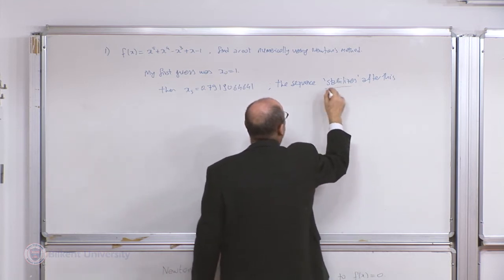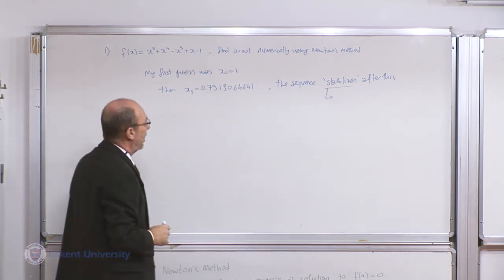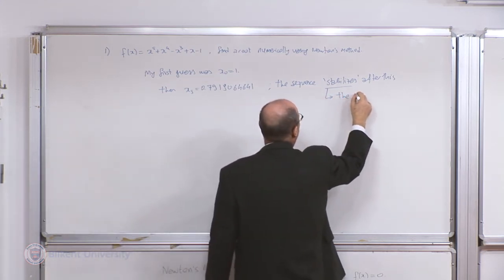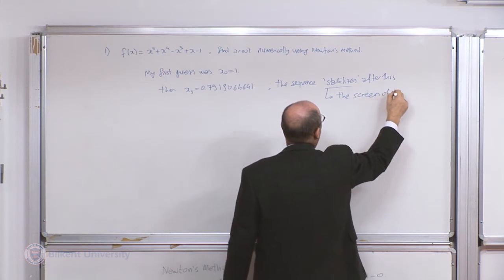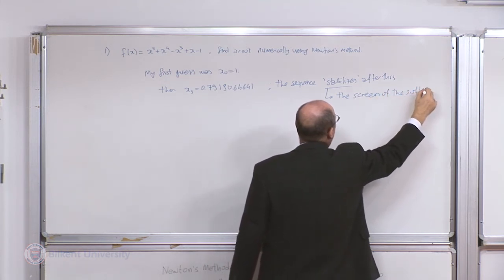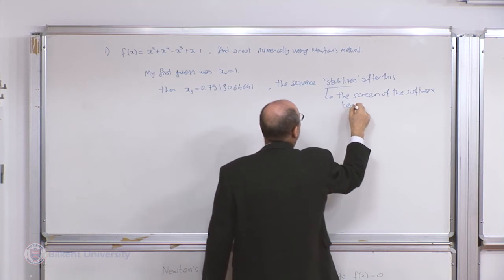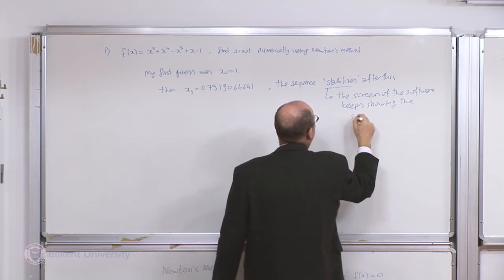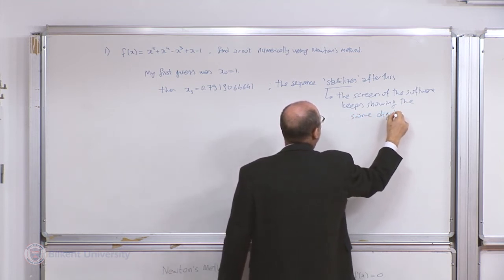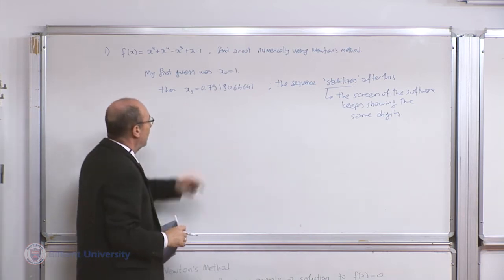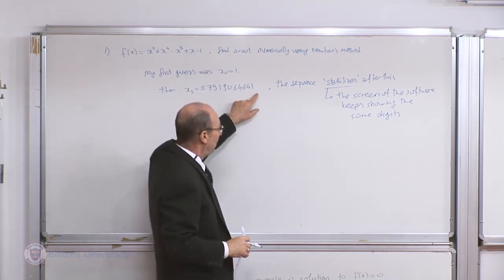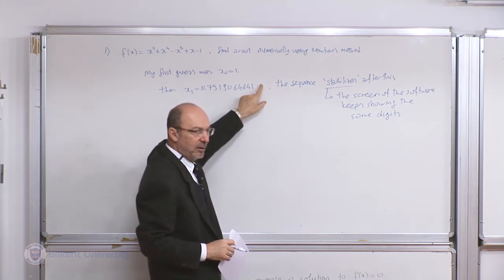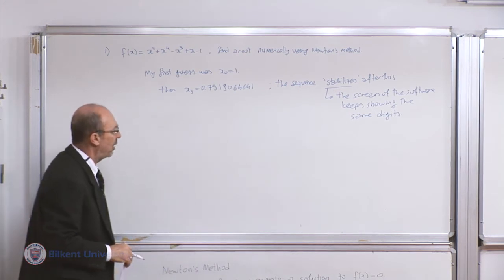So here stabilizes, I'm using this in the sense that the screen of the software keeps showing the same number, the same digits. Okay, because generally the software is planned so that it calculates a few more numbers here so that it approximates this one. Okay, so these things are not changing apparently.